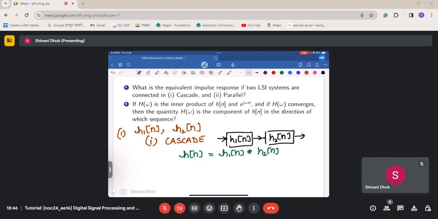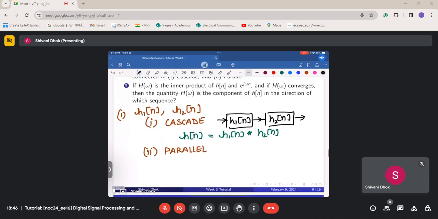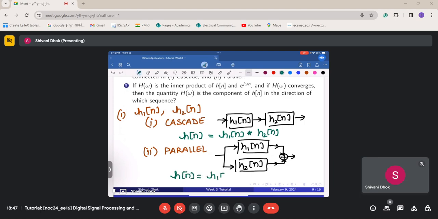And if it is in parallel, what does parallel mean? That the same input goes through two different systems, and it is added to get the output. And for this particular case, the impulse response h of n is simply the addition of the two individual impulse responses.